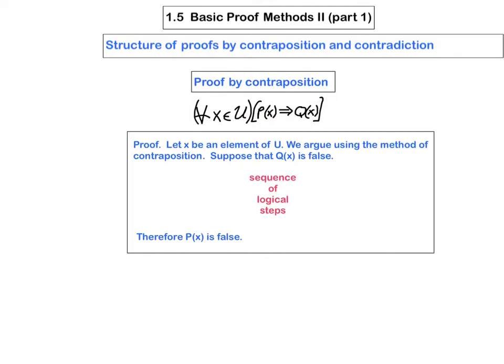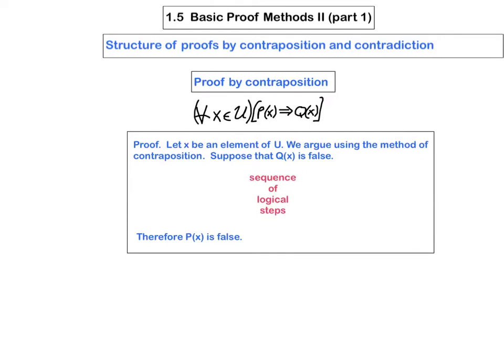Okay, so here's the basic format of proof by contraposition. Looking at this, I say, let x be an element of U. And then in the next sentence, I warn the reader that I'm about to give something other than a direct proof. And so I say, we argue using the method of contraposition. This is really an optional sentence. It makes it a little bit clearer for the reader, but you don't have to do that, as long as you do everything else correctly.